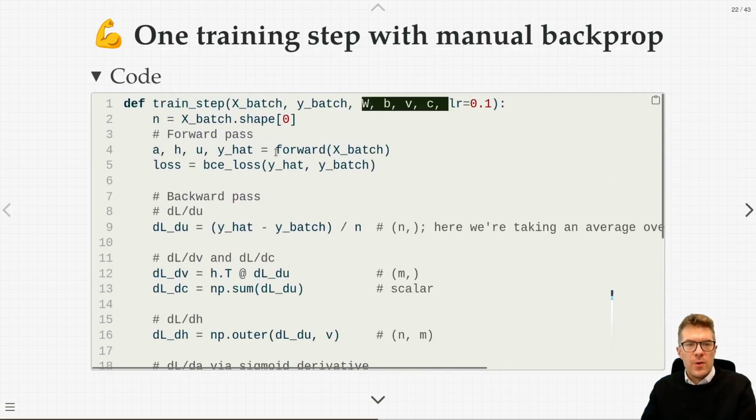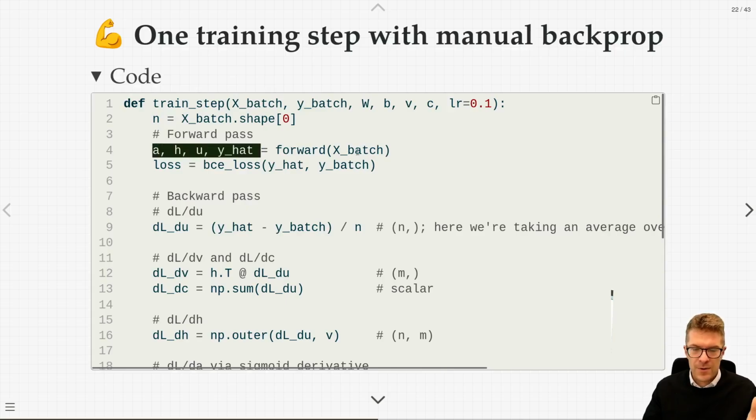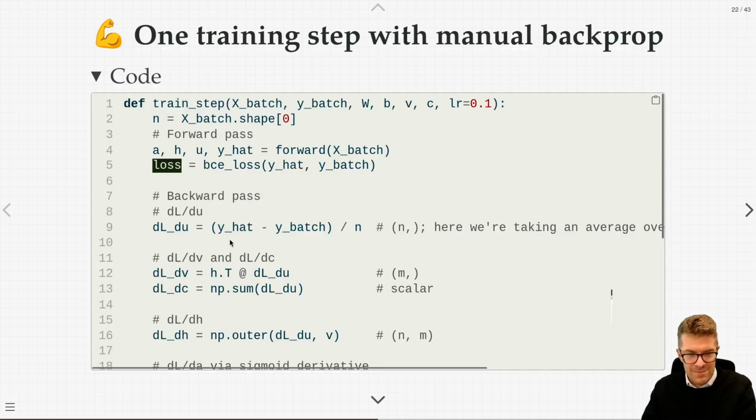So we do our forward pass. We get all of the intermediate variables that we need soon enough. We compute our loss, which again is just a comparison of the predictions with the true values. This gives us our loss. And then we do the backwards pass. I'm going to step through this a little bit quickly.